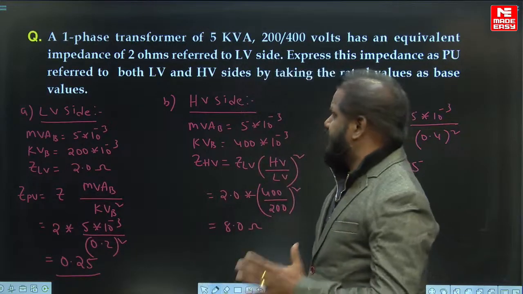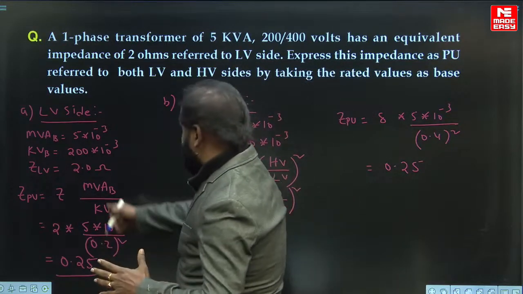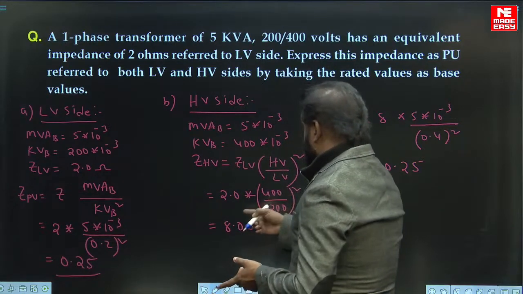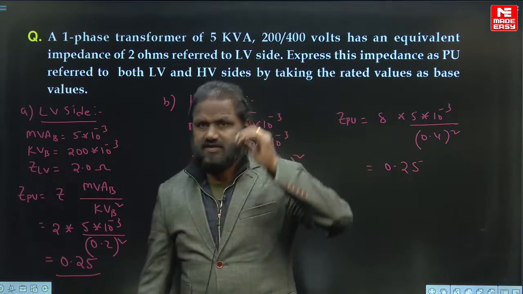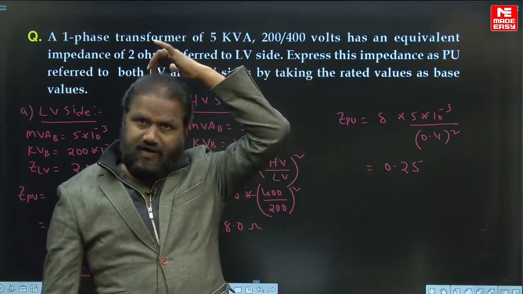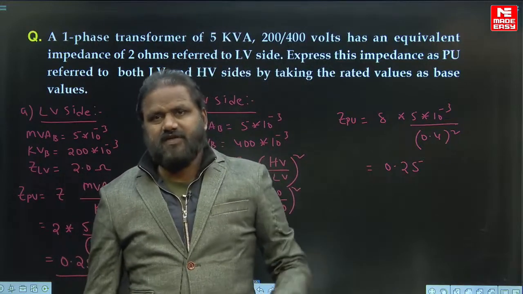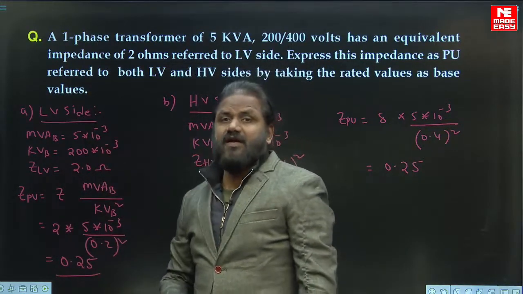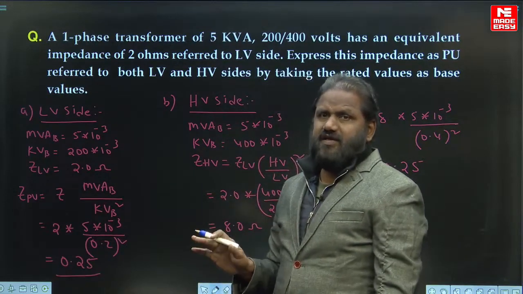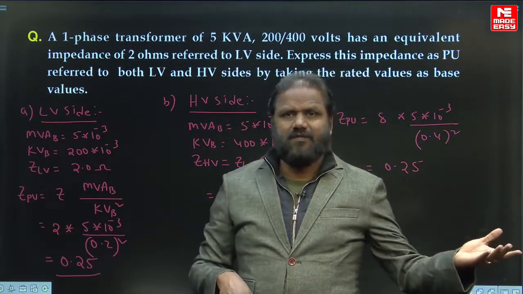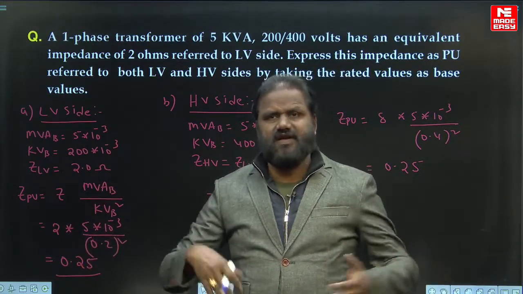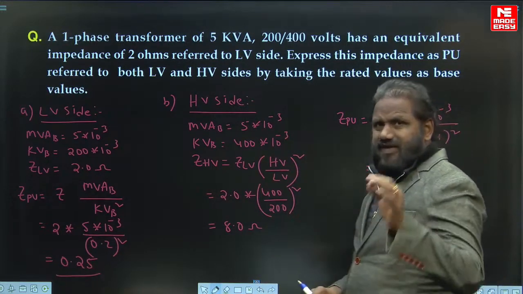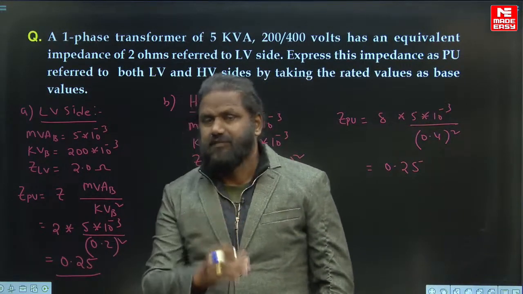But one thing to see is that the impedance referred to the LV side as an ohmic value is equal to 2, and on the HV side as an ohmic value is 8. That is the reason that whenever you are writing in a common base, whether to replace with 2 or 8 creates some kind of confusion or dilemma. So if you translate it into per unit, whether you consider the primary side, secondary side, LV side or HV side, the value of 0.25 will remain the same. This is the advantage of the per unit system.